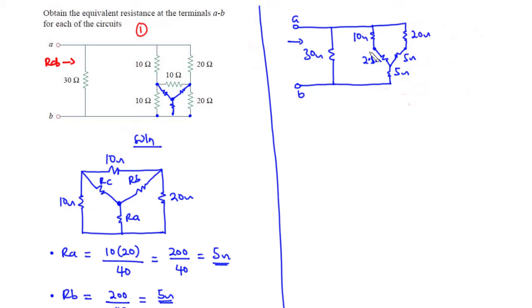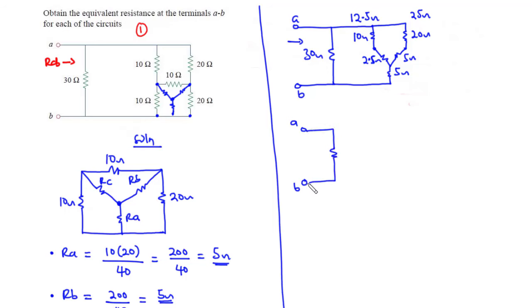Now you realize that these two resistors are connected in series because the same current will flow through them. Also, these two resistors are connected in series. Now to find the equivalent resistance of two resistors connected in series, basically we are going to add them. So we have 10 plus 2.5, which is 12.5, and then 20 plus 5, which is 25.